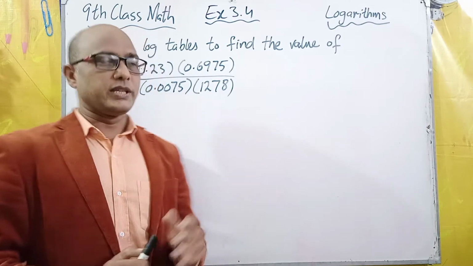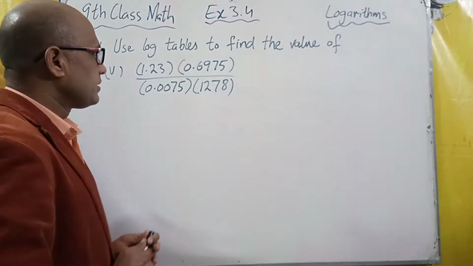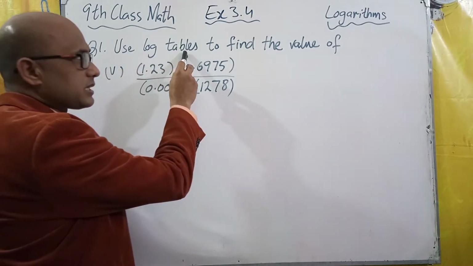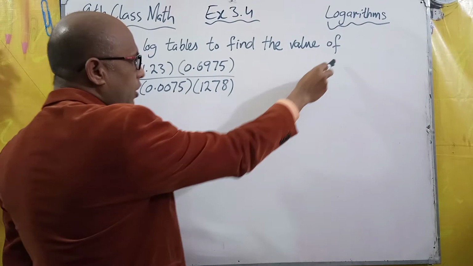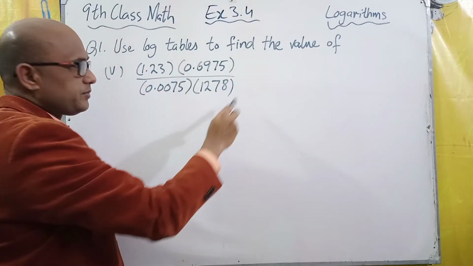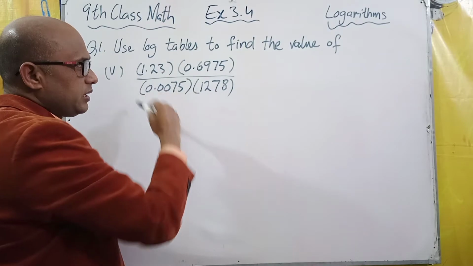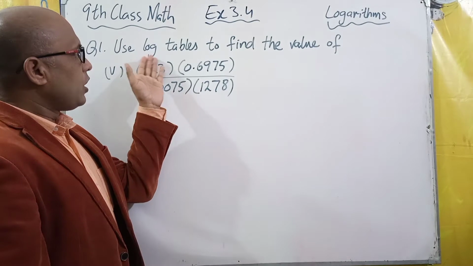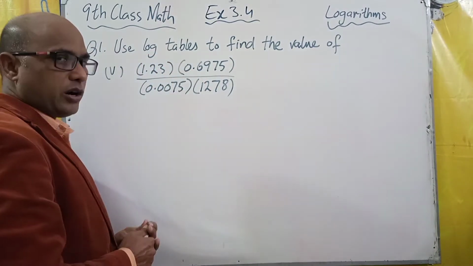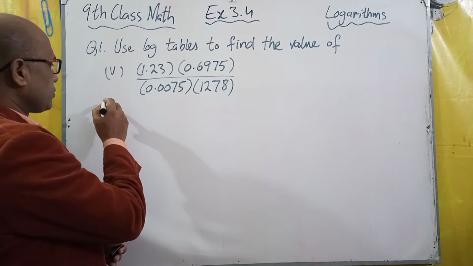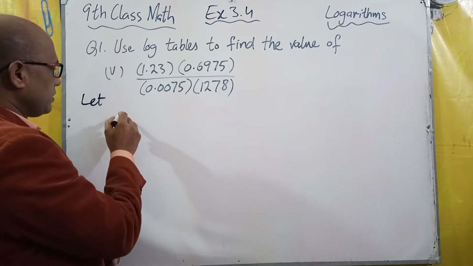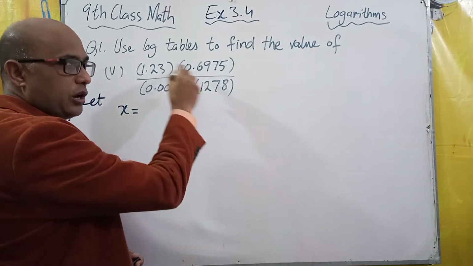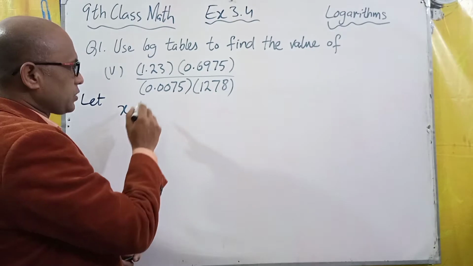So let's do this question. Students, in the question it is written, use log tables to find the value of this number. This is a complex number or a fraction. To solve it by logarithmic tables, first of all, we have to let it equal to x. We have to put this whole number equal to x.